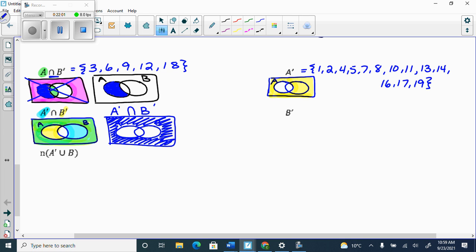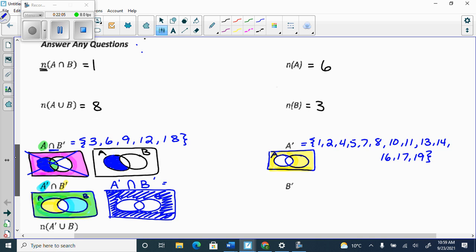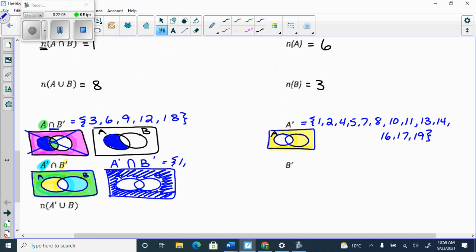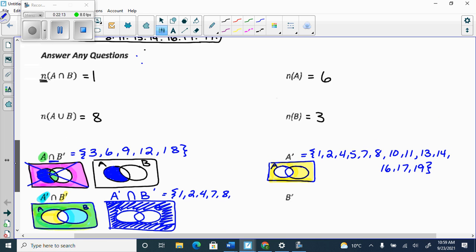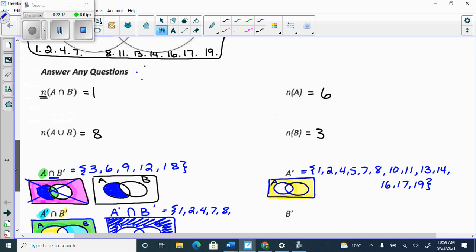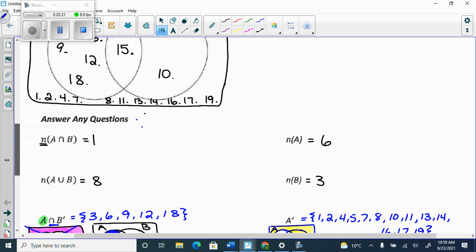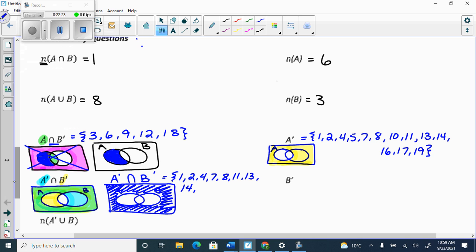So I shade everything on, or I write everything down on the outside. So on the outside I had 1, 2, 4, 7, 8, 11, 13, 14, 16, 17, 19.